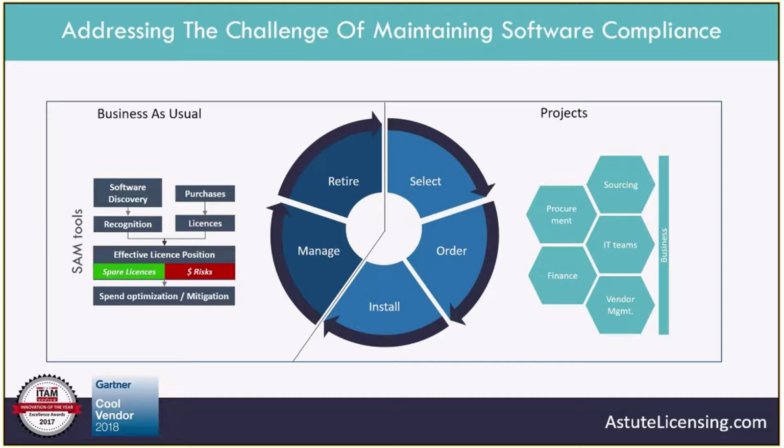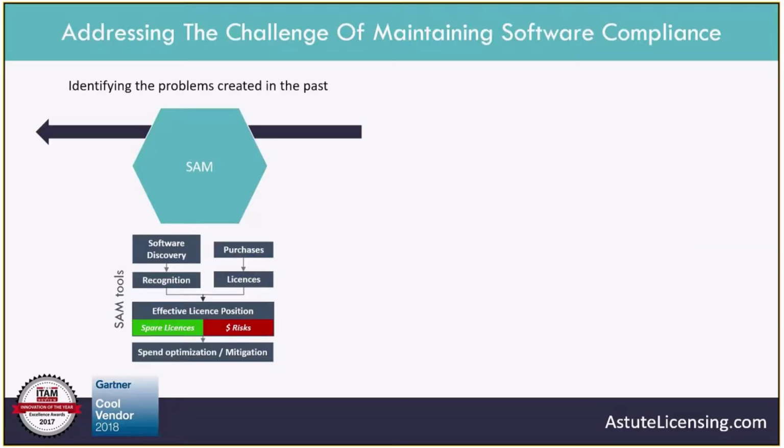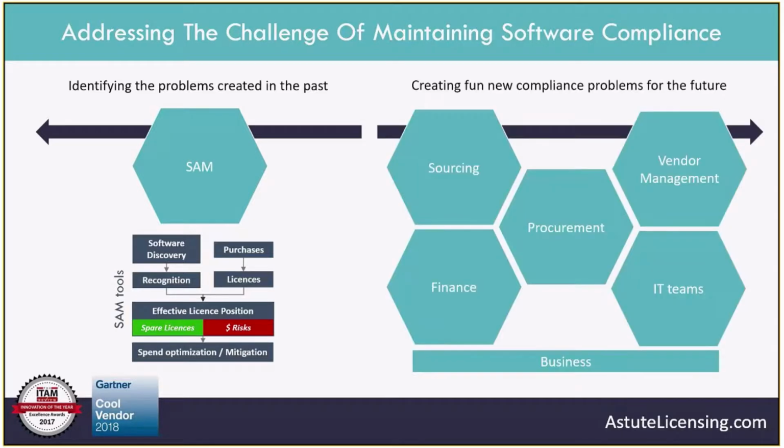So what's really happening here is that as we're identifying the problems that have been created in the past and looking backwards, the rest of the organization is looking forward. So the sourcing team, procurement, finance, IT, vendor, everyone else is looking forward. They're installing new software. They're making sure that the company gets what it needs, but it's doing so as it creates new compliance issues. And that's because the software asset management team should be helping to support these people, but it's not, because it's retrospectively looking back all the time.